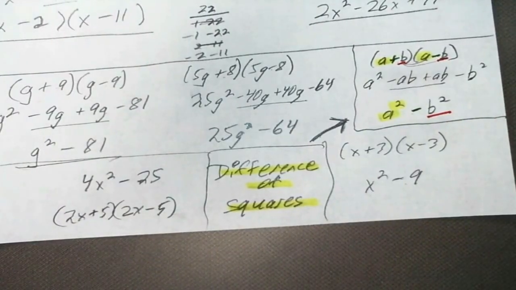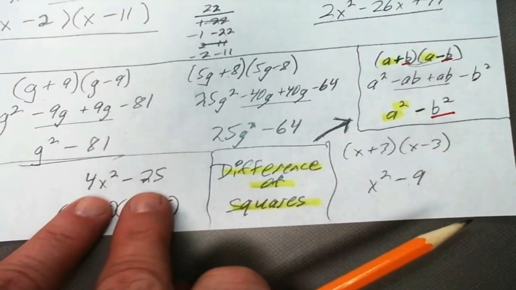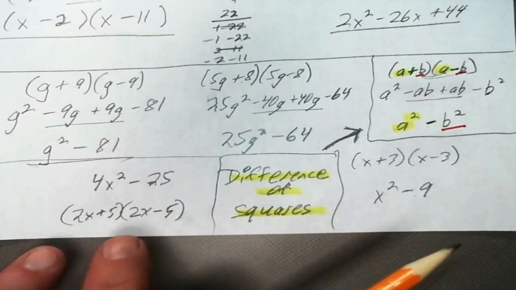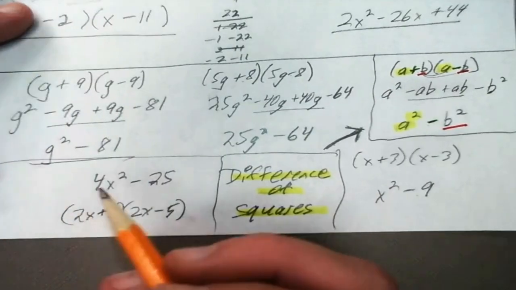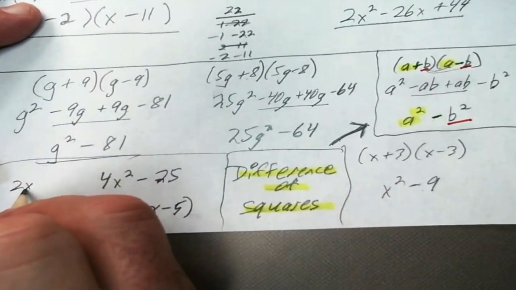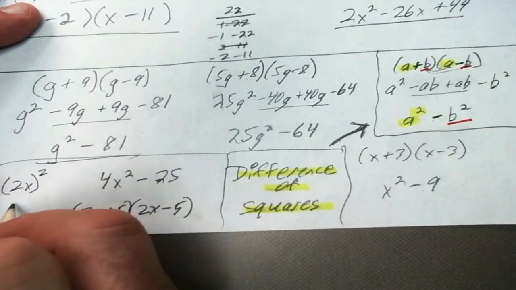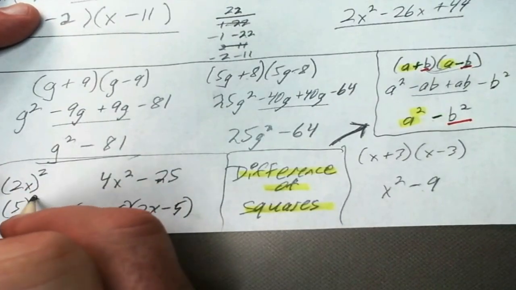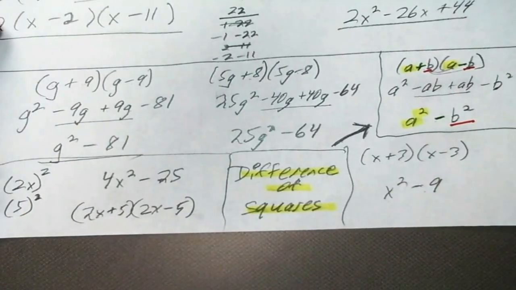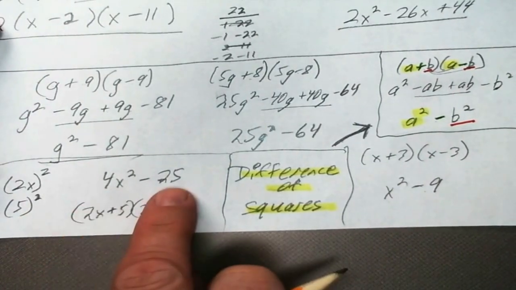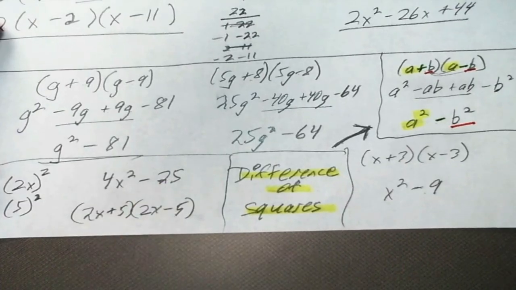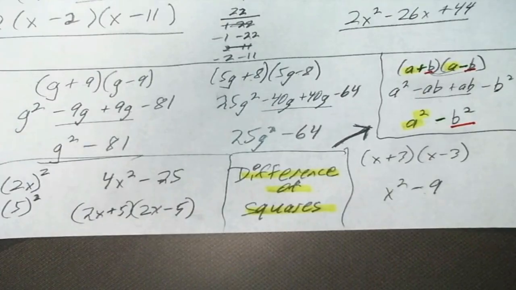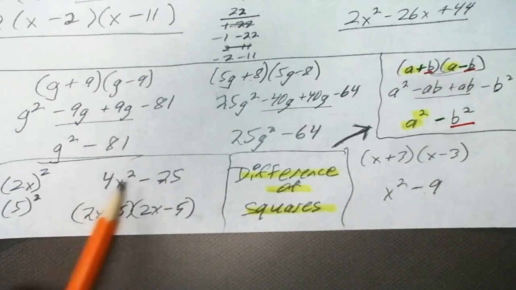The hard part is recognizing that both of these are squares. They are both something squared. So it's 2x squared and 5 squared. That's 2x squared. That's 5 squared. Difference of squares. It's a cheat code. It's a fast way to factor or a fast way to multiply these together. But you got to be able to recognize what a square is. That is a number squared.